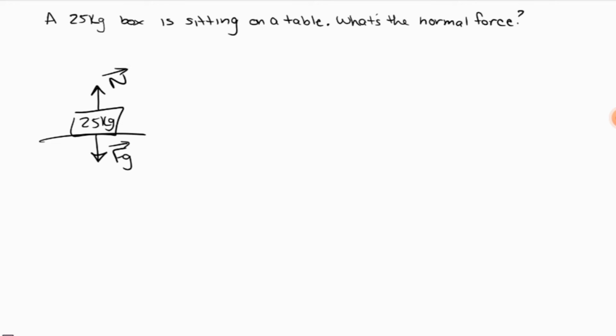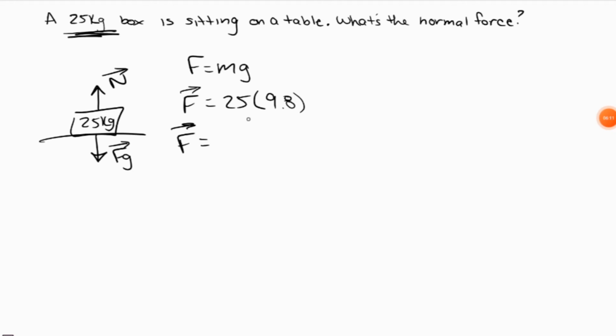Now, in this problem, it gives us the mass. So we have to do F equals mg, which is force equals mass times the acceleration due to gravity. This is 25 times 9.8. This gives us an answer of 245. Now, since it's the force of gravity and it's going down, it's negative since it's a vector.